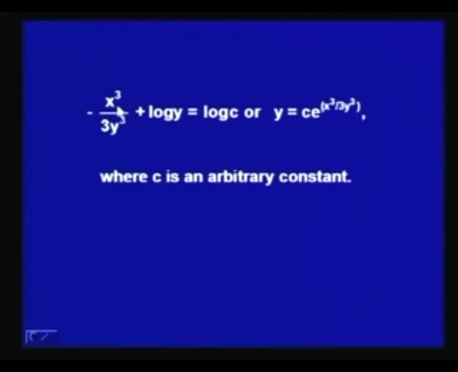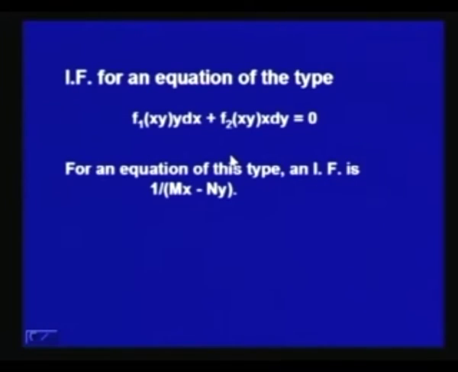so we will integrate m with respect to x, assuming y as a constant, that will give us minus x cube over 3y cube, and then we integrate those terms of n which do not contain x with respect to y, so that will give us log y, and we shall have minus x cube over 3y cube plus log y equal to log c, or we shall have y equal to c into e to the power x cube over 3y cube as the general solution of the given differential equation, where c is an arbitrary constant.